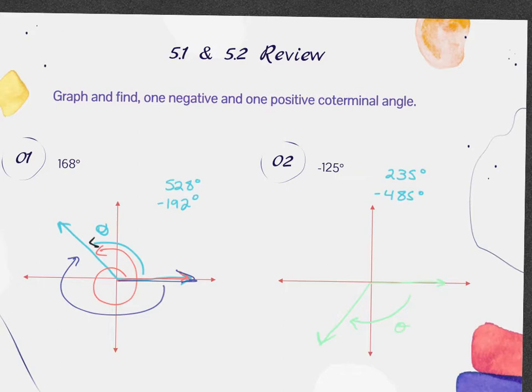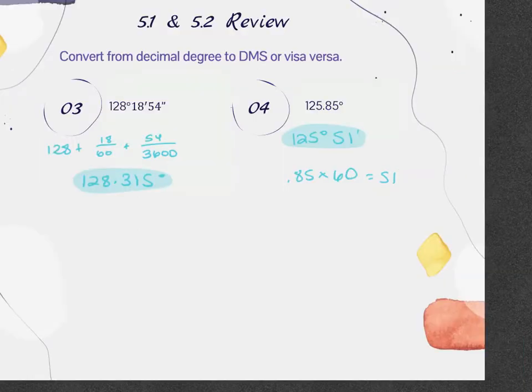For number 2, negative 125, now we're going clockwise, so it's down and to the left. And then your positive coterminal, you add the 360, 235, subtract the 360, negative 485. Like I said, most of you did pretty good on a couple of things here or there, whether it was the area or the coterminal, not reading that direction, so be careful.